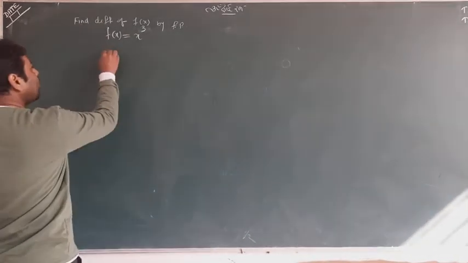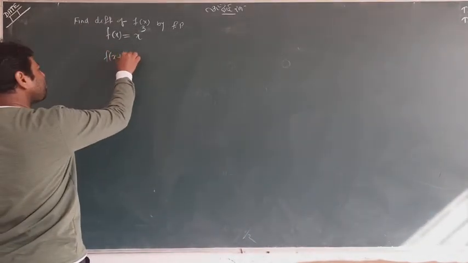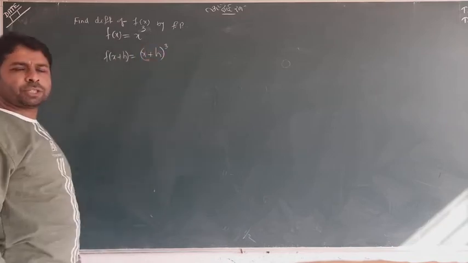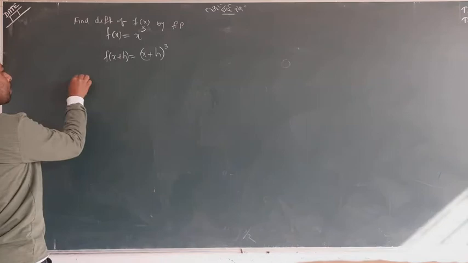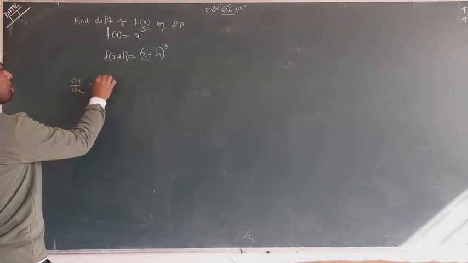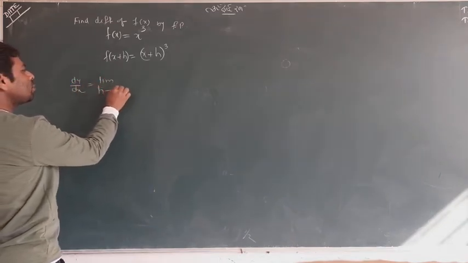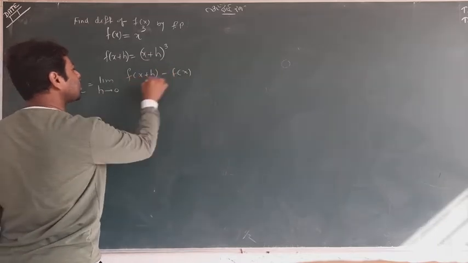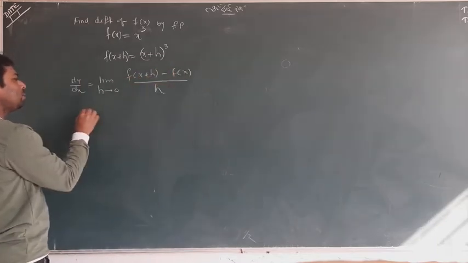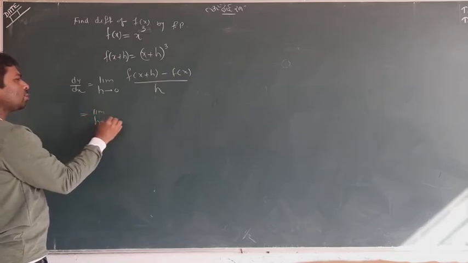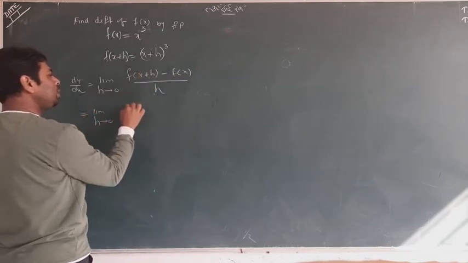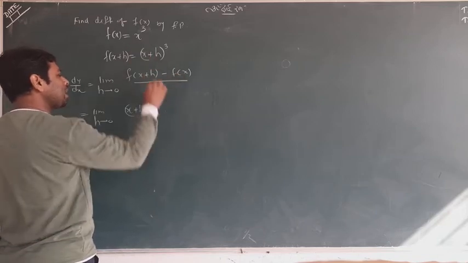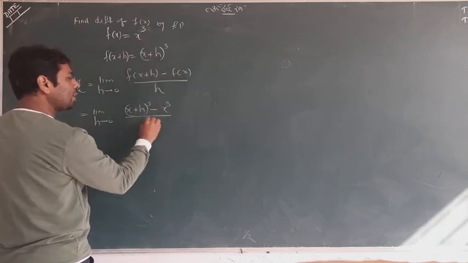I taught you the method, you remember. First of all, we find x plus h. So instead of writing x plus h, use the formula. What is the first principle formula? Limit h tends to 0, f of x plus h minus f of x upon h. Put in the values: limit h tends to 0, f of x plus h meaning x plus h whole cube, minus f of x meaning x cube, upon h.